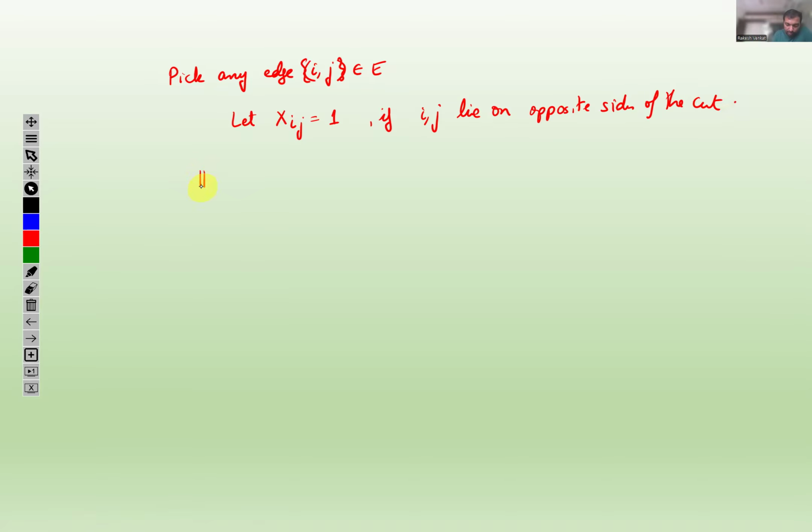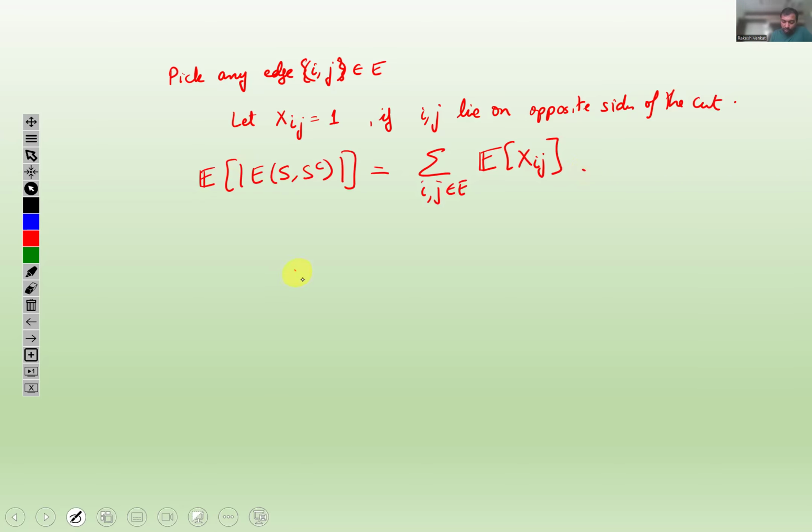So the expected value of size of S, S complement is going to be like before. I'm skipping one step here. Okay. How do I bound the expected value of xij? It's by looking at the following problem. So I have i and j, just like we did in the randomized one.